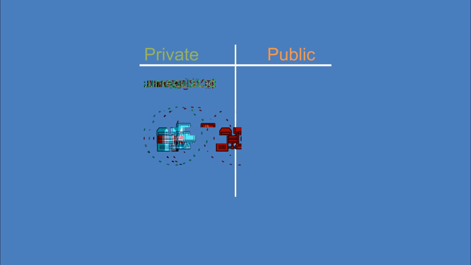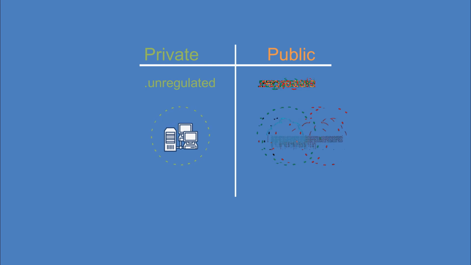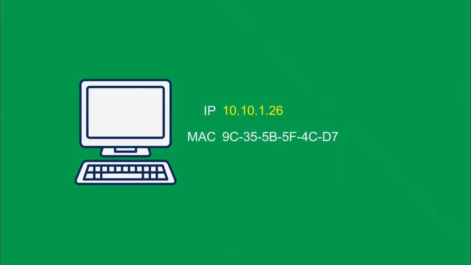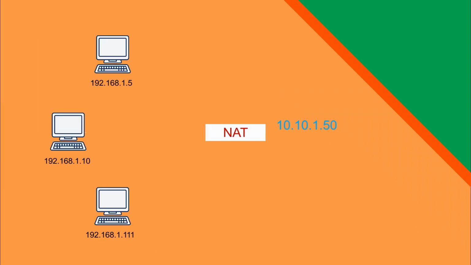Here are some additional facts. IP addresses generally fall within one of two categories, private or public. Private addresses are unregulated and can only be used within a local network. Public addresses, on the other hand, are regulated and can be used for internet transmissions. Unlike the MAC address, which tends to remain the same for the lifetime of a device, the IP address will most likely change, especially if the device is moved to a different network.